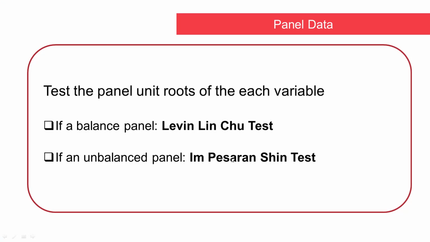Therefore we need to do the panel unit root test as well, but it also depends on your number of observations, the number of time series observations or the time dimension, right? I'll explain the T and N later, right? So this is a balanced panel, so we can do the Levin-Lin-Chu test, right?